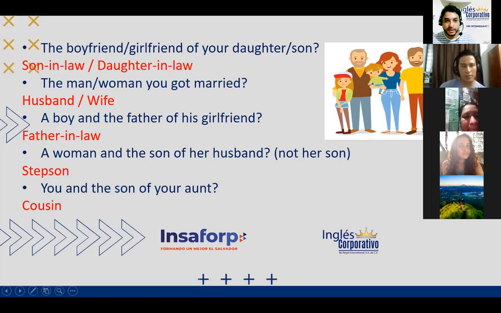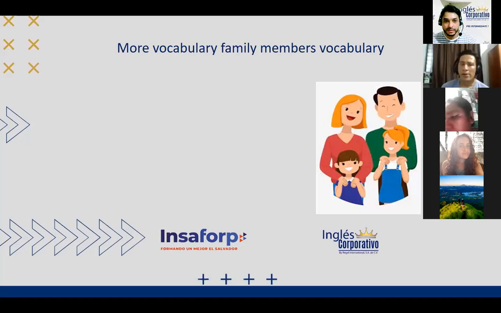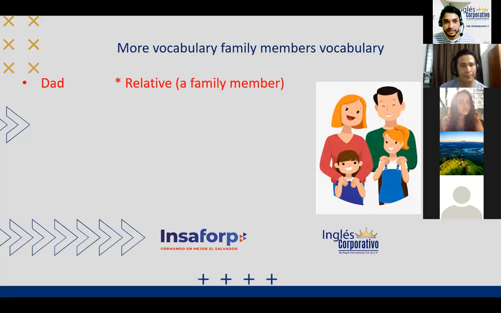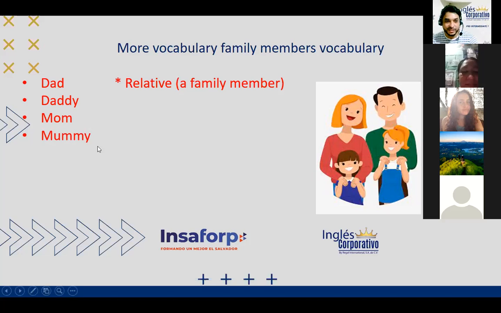Okay, there is another vocabulary about family members. We have dad. What is another way to say dad? Papa. Another way to say father. When a little kid calls their dad, they say daddy. I would say, in a very cute way, they say daddy. And also mom, they say mommy. Look at this. This is not mommy in Spanish. This is mommy.